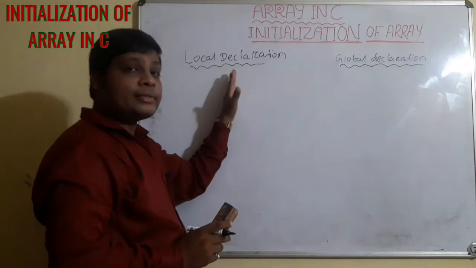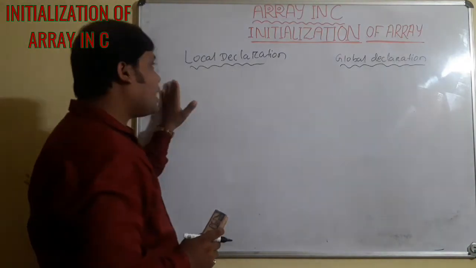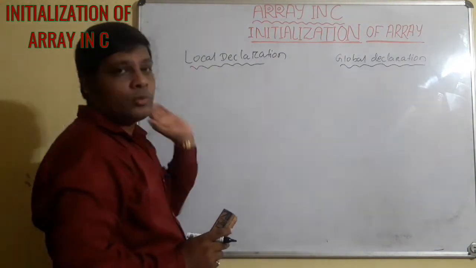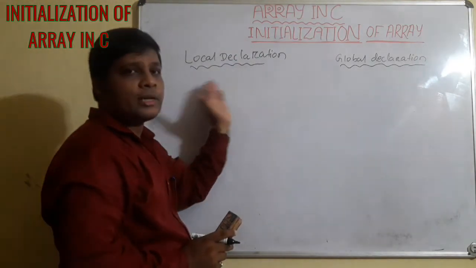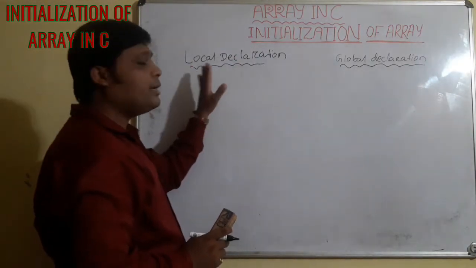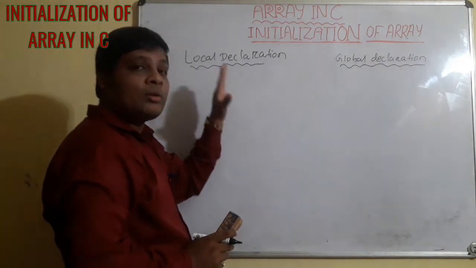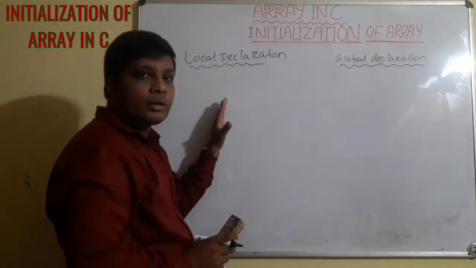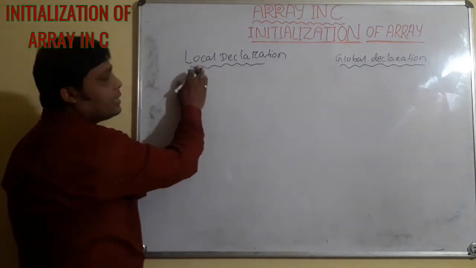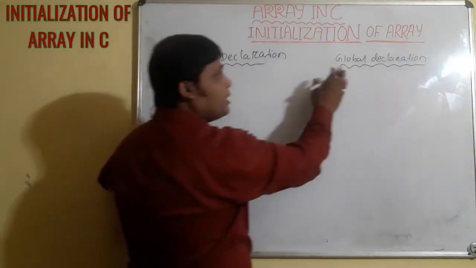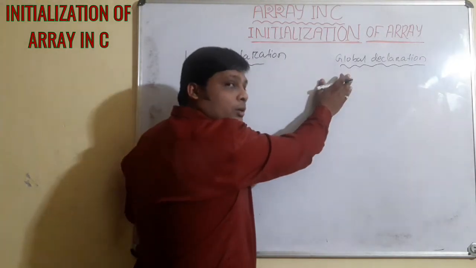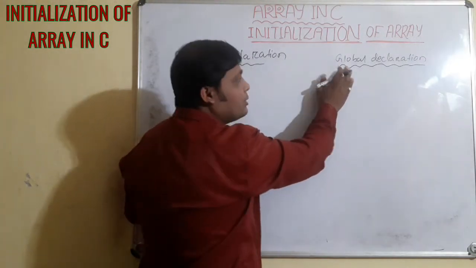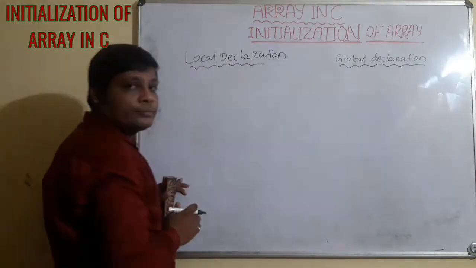What do you mean by local declaration? If I am declaring any variable, that may be an array or any primitive data type, say integer x, inside one function or any block, that is called local declaration. If I am declaring an array or any variable outside all functions, clear? That is called global declaration.